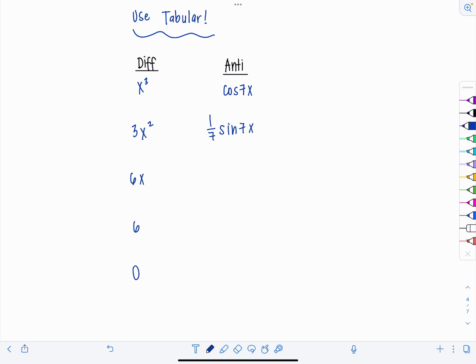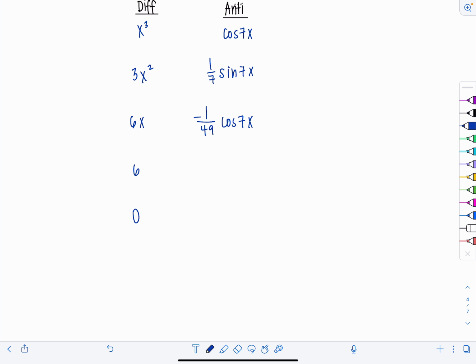All right, antiderivative of 1/7 sine 7x. It's going to have to be a negative cosine, right? Because whose derivative did we take to end up with the positive sine 7x? It was a negative cosine. And then we got to divide by 7 one more time, so this is going to be negative 1/49 cosine 7x. Good. And then anti-differentiating again, I'm going to divide by 7 once more.